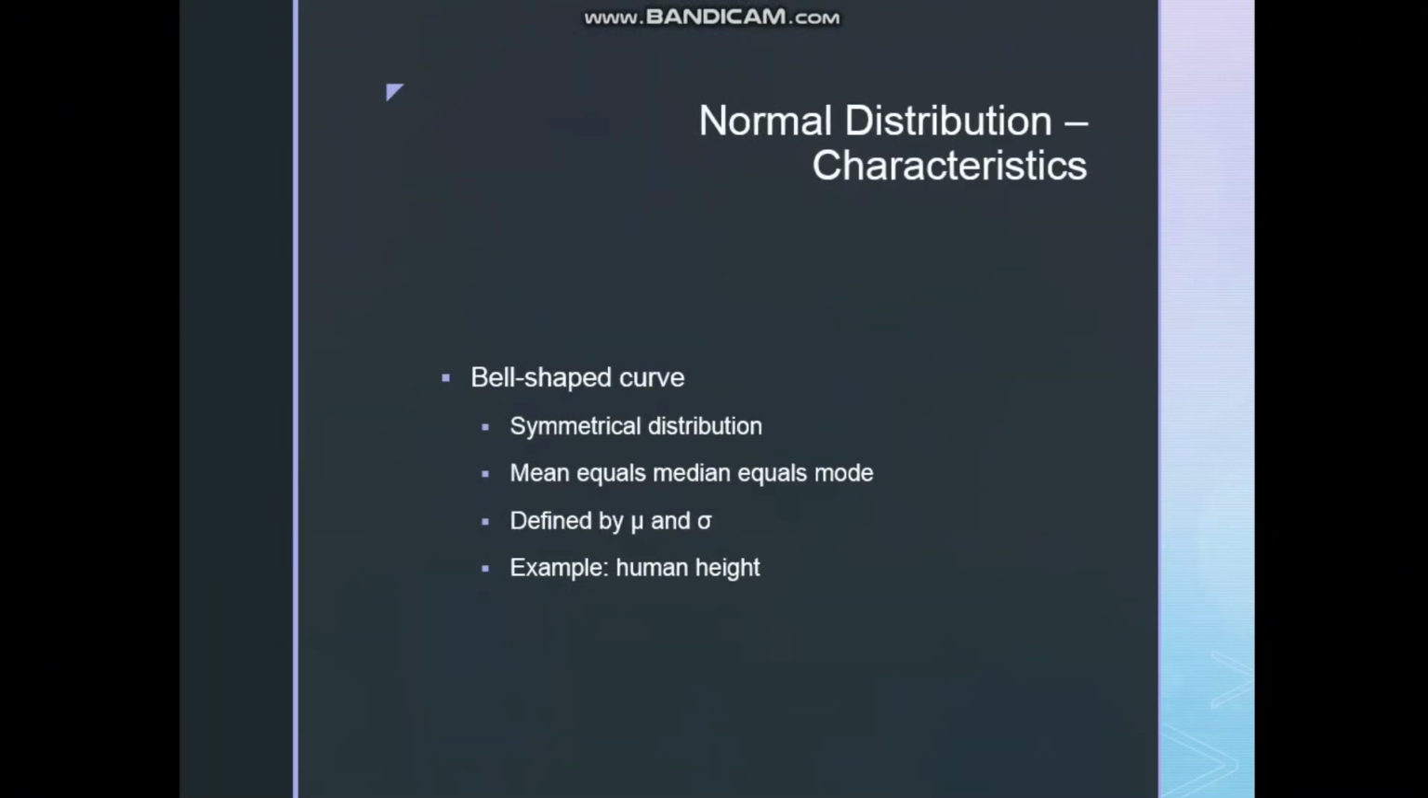The normal distribution is one of the most important distributions in statistics. It has a bell-shaped and symmetrical curve. In normal distributions, the mean, median, and mode are equal. The distribution is fully described by its mean and standard deviation. For example, human height often follows a normal distribution.